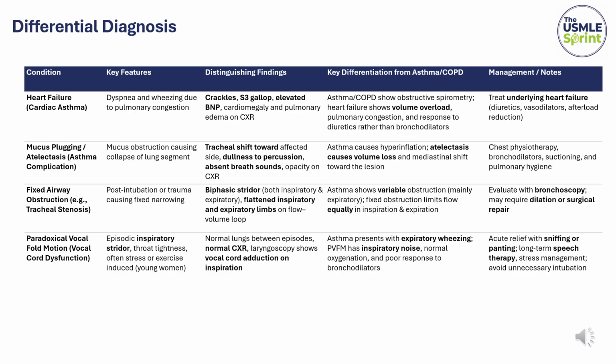Paradoxical vocal fold motion, also called vocal cord dysfunction, causes inspiratory stridor and throat tightness, often triggered by exercise or stress, especially in young women. During attacks, encouraging the patient to sniff or pant helps reopen the cords, and speech therapy prevents recurrence.